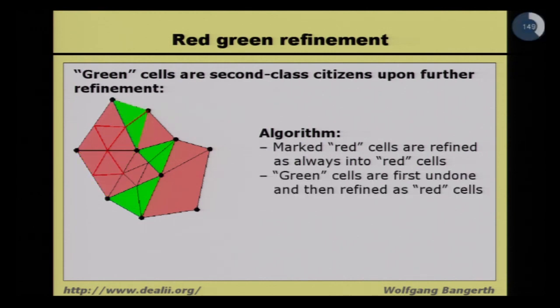So I get a mesh that looks like this, and for the cell up here, of course, I split this into 2 and I get a green triangle. So green triangles are second-class citizens. When I want to refine a green triangle, I merge it with the other green triangle, and then I'm going to refine it as a red one.